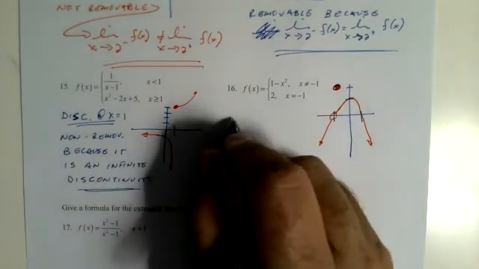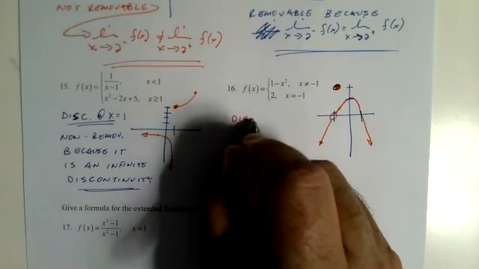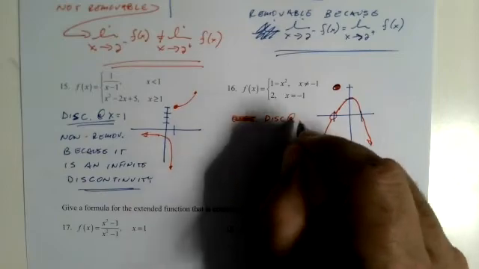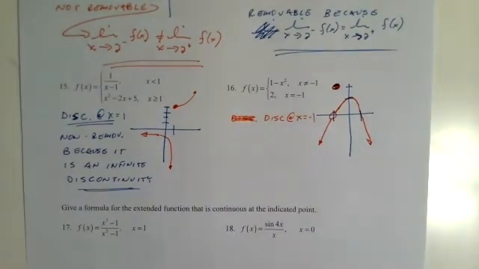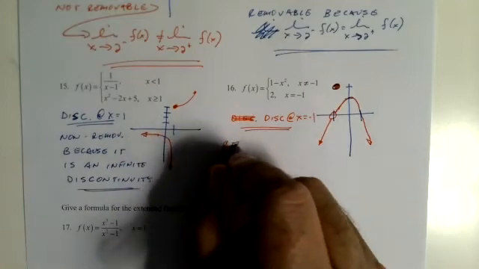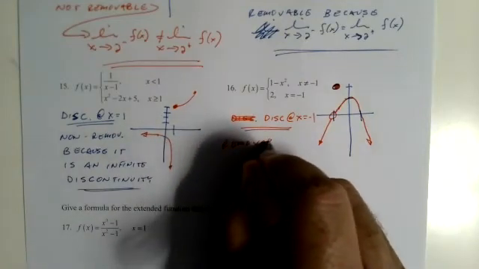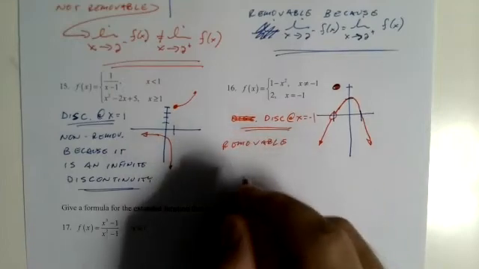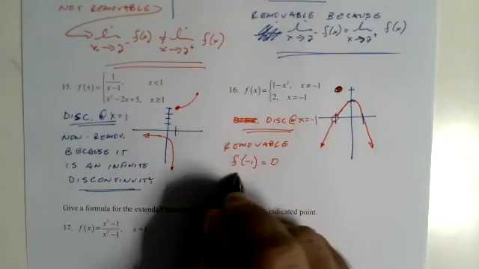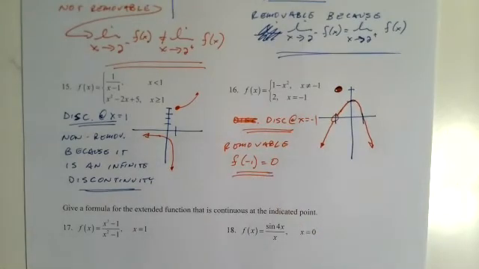And we have discontinuity. Jeez Louise. Discontinuity at x equals -1. Removable. We would just have to redefine f of -1 to equal 0. I don't really like this stuff.